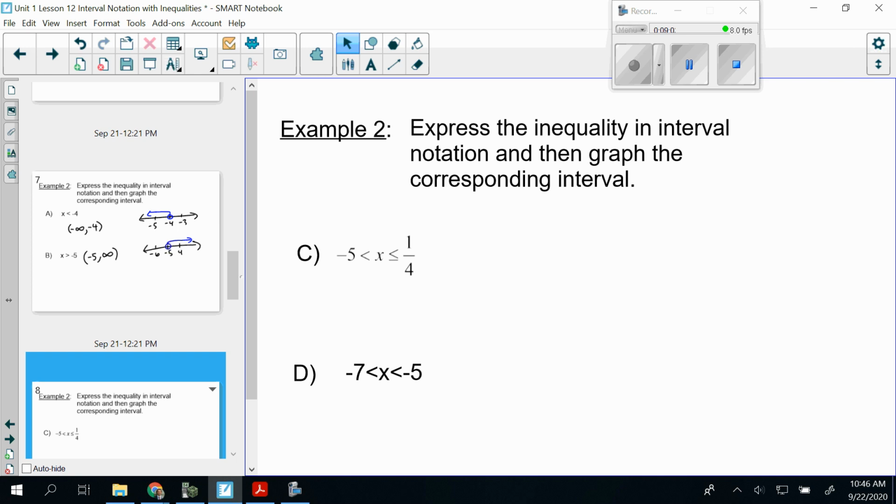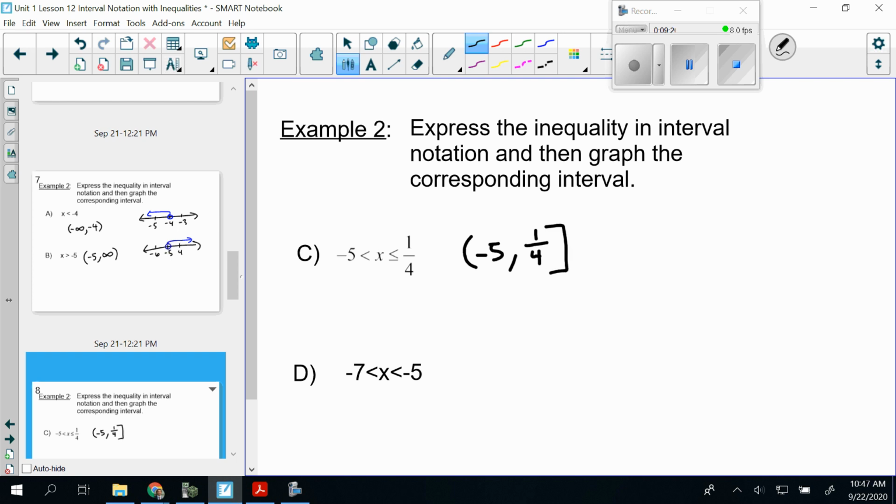Here we're spanning between two numbers, so then again we separate those numbers with a comma, and then parentheses on the -5 because we're not including the point. The 1/4 we are, so we want to make sure we have a bracket on that side.